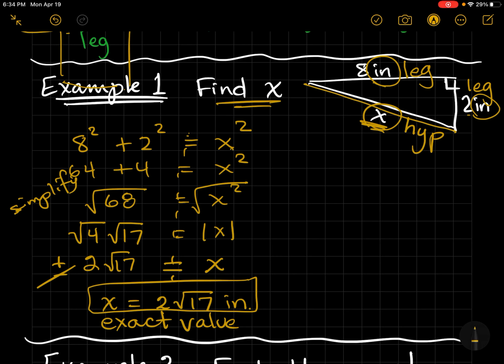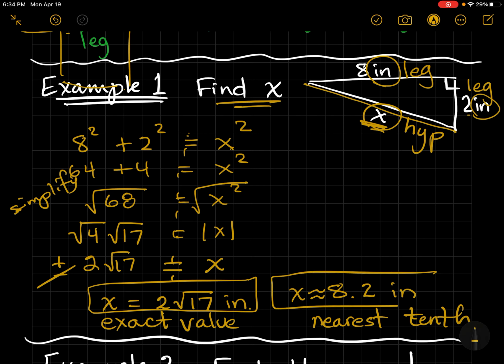However, when you take different tests, they might ask for the nearest 10th or nearest 100th or something. Let's round that to the nearest 10th. You can just punch that in the calculator and you would get that that's approximately, and we use the wavy equal sign whenever you round off, 8.2. And again, we must include the units. Okay, so let's do another example just to make sure.